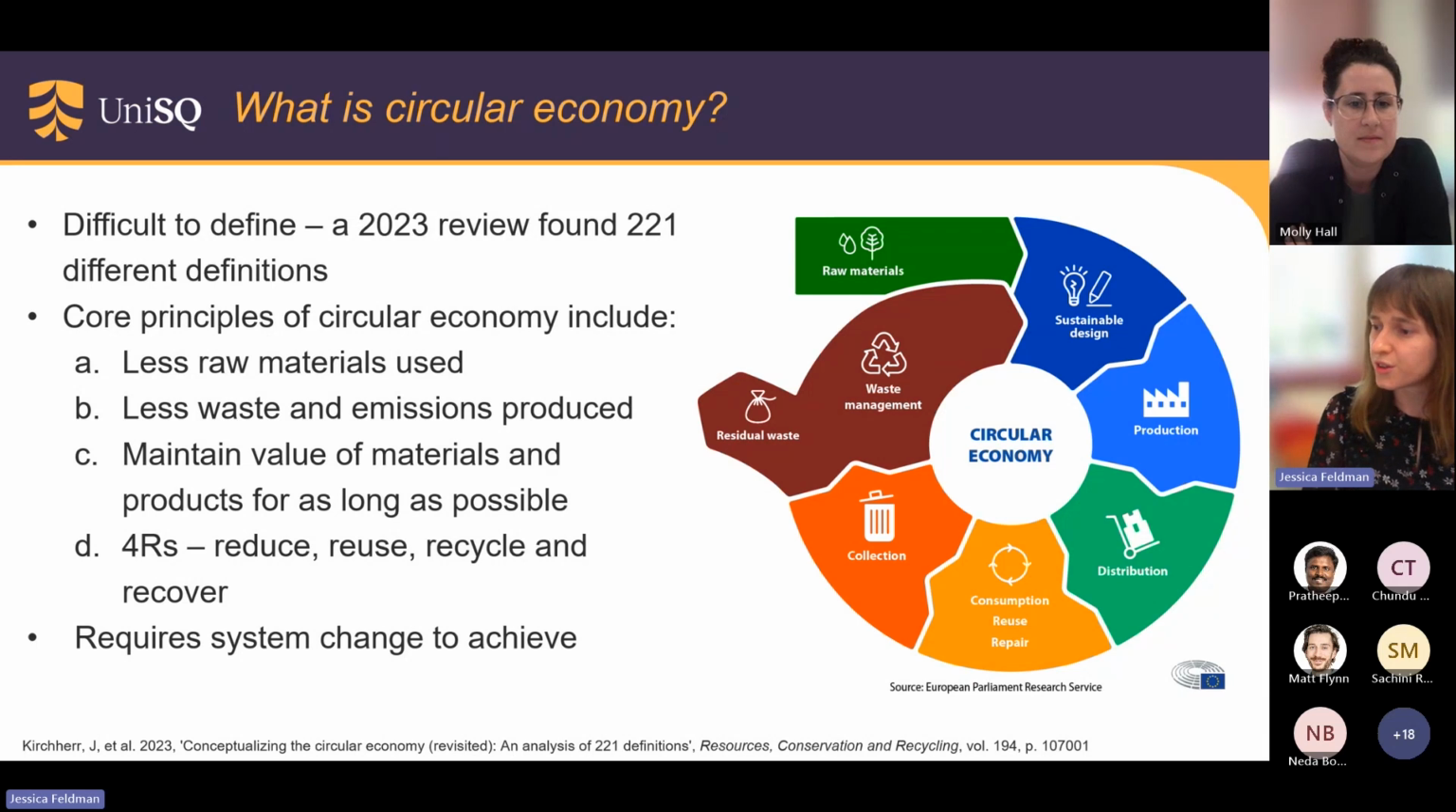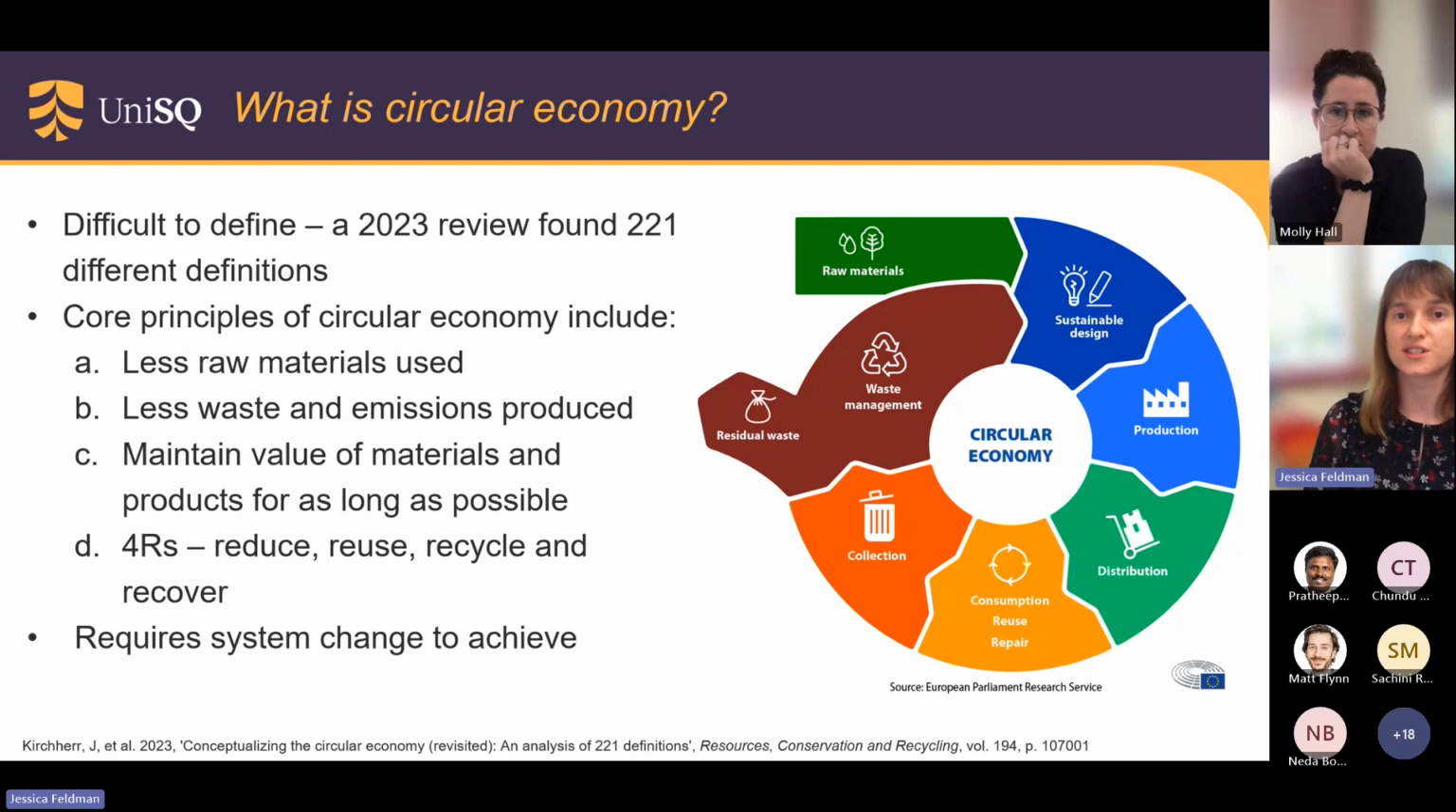But if you look over here on the right, this is showing the general concept of circular economy, and you can see how it forms that circle or cycle where materials go through the supply chain, but instead of being disposed of at end of life, they return back into that supply chain to be used for as long as possible. And the core principles of circular economy include that less raw materials should be used, less waste and emissions produced, and importantly, to maintain the value of the materials and products for as long as possible, as that really encourages and enables that continuous cycling to happen.